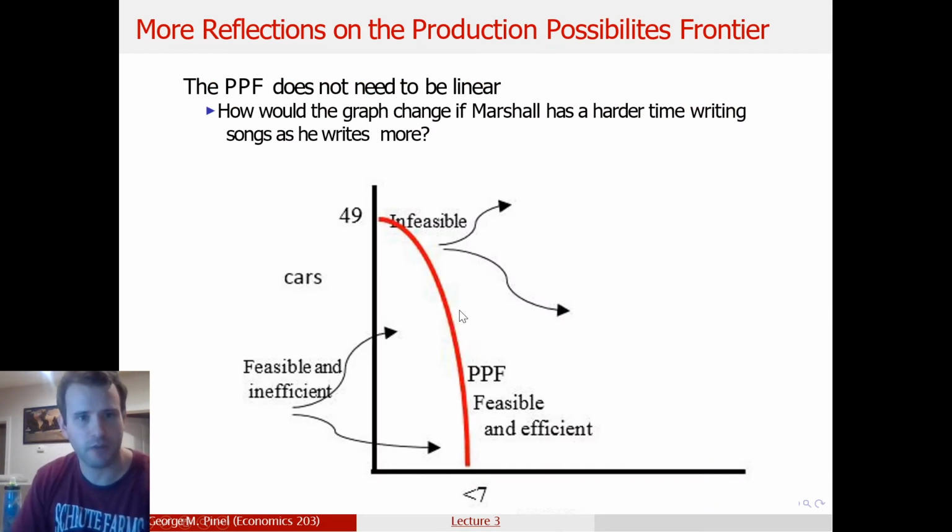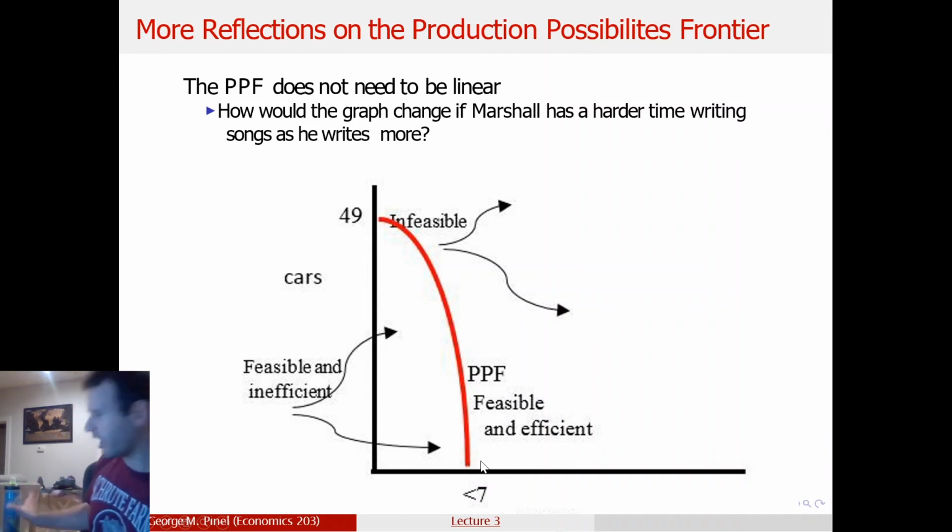But if he has a harder time writing songs as he writes more songs, first of all, he's going to write less than 7 songs. We don't know the exact number because I didn't give a real example here with numbers, so it's hard to find the exact number. But if he spends, on the linear example, 1 day per song, and then as it gets harder and harder to write songs, and he's got 7 days, he's going to write less than 7 songs. It might be 5 songs, it might be 4 songs, it might be 6 songs. We're not really sure. Okay.